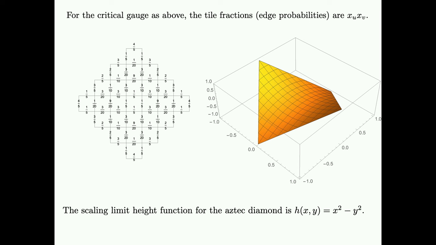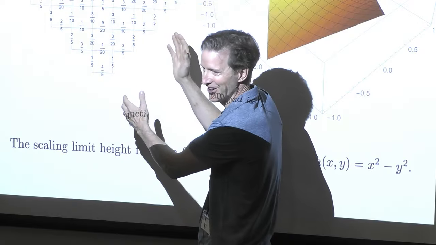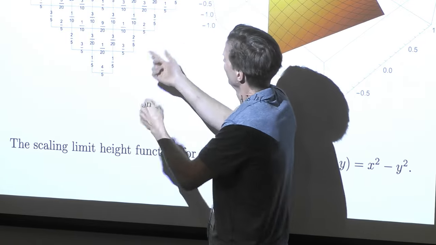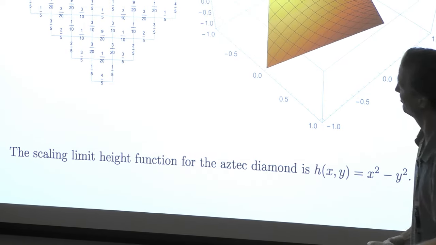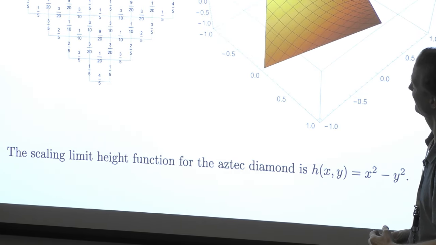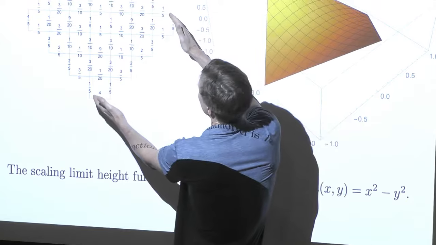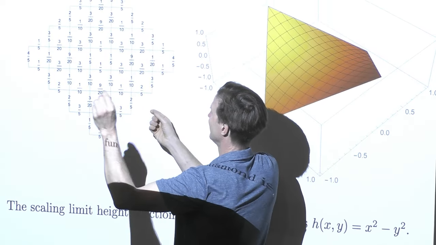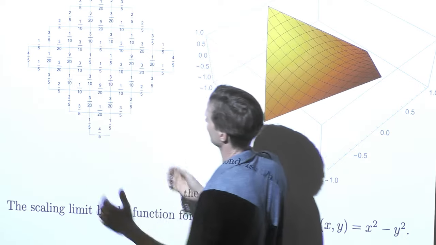If I take a larger and larger Aztec diamond. Oh, by the way, you don't see any n in this model. This is sort of in the limit, as n has gone to infinity. These fractions are what you get in the limit as n goes to infinity. So if you want, I'm gonna make this graph grow, but the n parameter is gonna grow much faster.